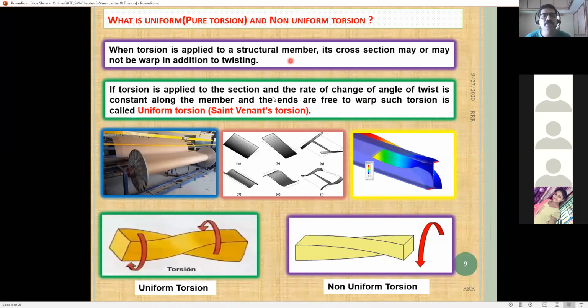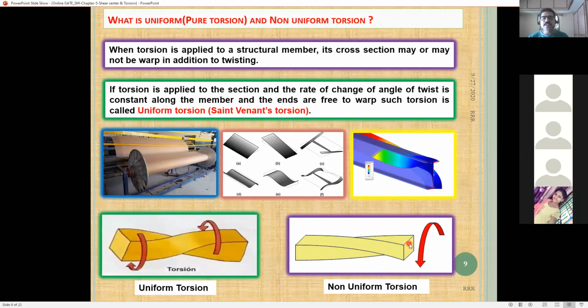So what happens is, when torsion happens, if it is uniform over the entire length, the angle is uniform, then we call it uniform torsion. Another name for uniform torsion is Saint Venant torsion. Sometimes in the GATE they may confuse you. It happens when the torsion angle is the same in both directions. Then we call it uniform torsion.